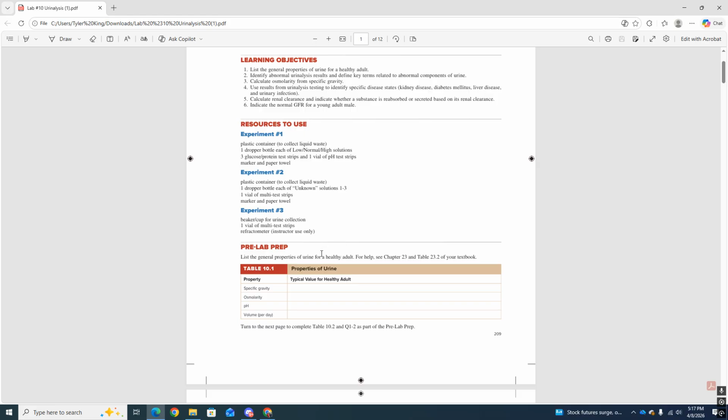So we're talking about general properties of urine for a healthy adult. What kind of things should we be seeing? What numbers should we be seeing? Specific gravity is a number that ranges roughly from 1.001 to 1.028. The lower the number, the less weight your urine has, essentially.